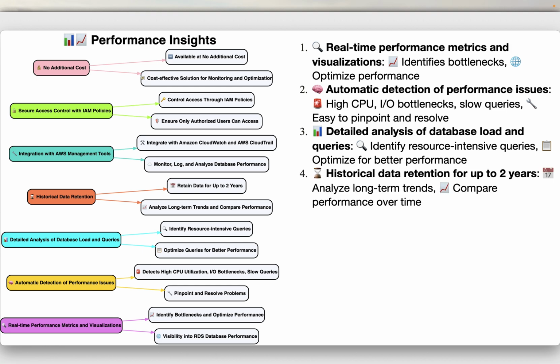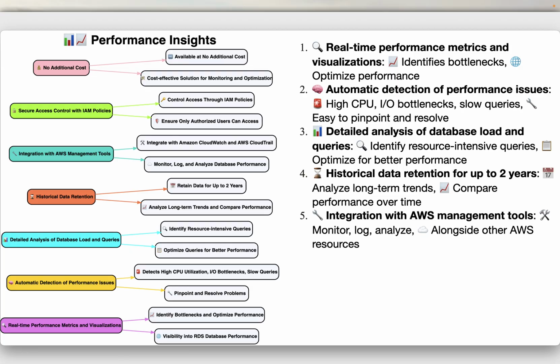Fourth, historical data retention for up to 2 years. Performance Insights retains historical performance data for up to 2 years, allowing you to analyze long-term trends, compare performance over time, and make informed decisions about scaling and optimization. Fifth, integration with AWS management tools. The feature integrates seamlessly with other AWS management tools such as Amazon CloudWatch and AWS CloudTrail, enabling you to monitor, log, and analyze database performance alongside other AWS resources.